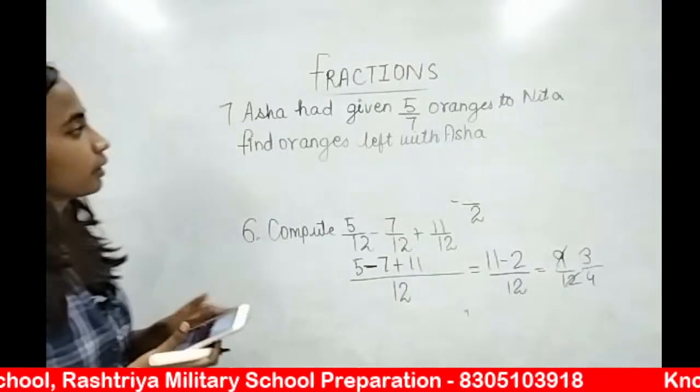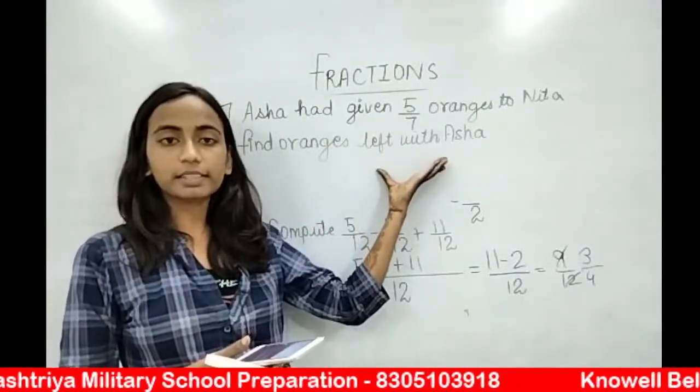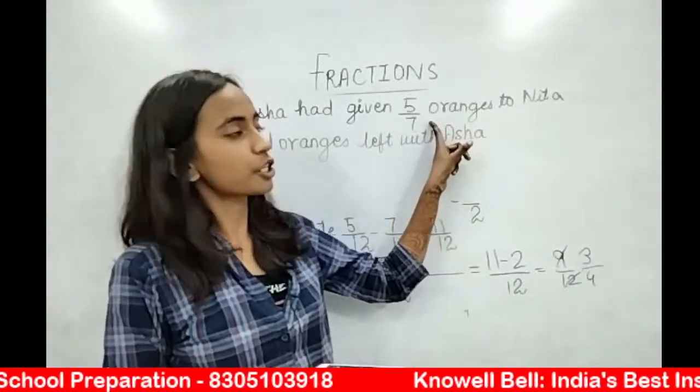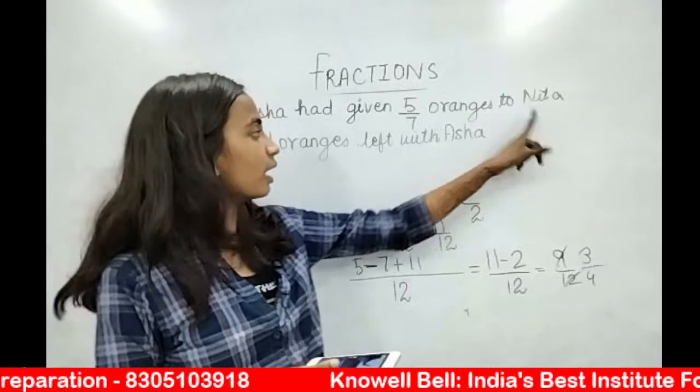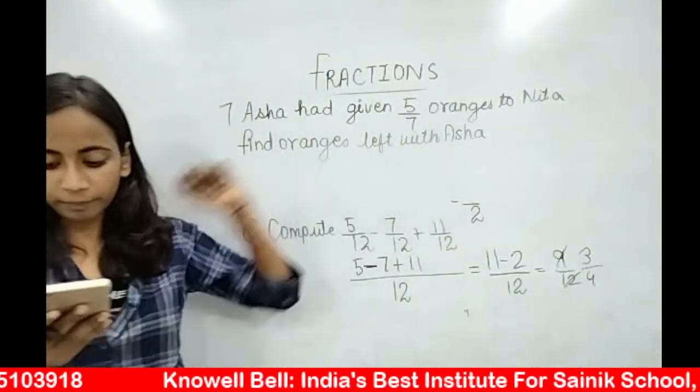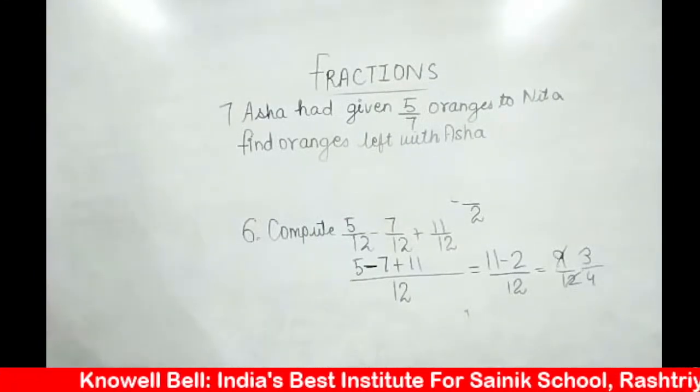How will you do it? Asha had a few oranges. Among those few oranges, 5 by 7 oranges, what did she do? Asha gave 5 by 7 oranges to Neeta. Now we have to find how many oranges are left with Asha. How will you find it?